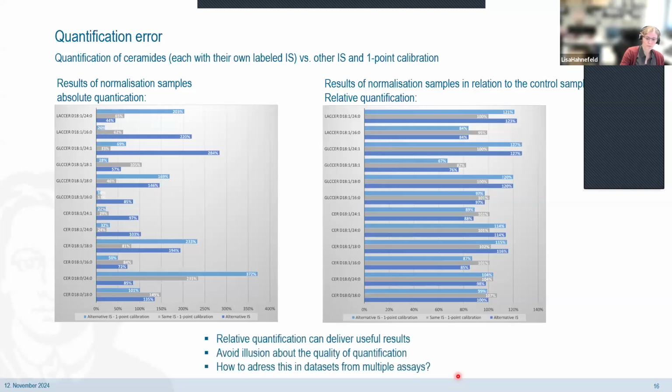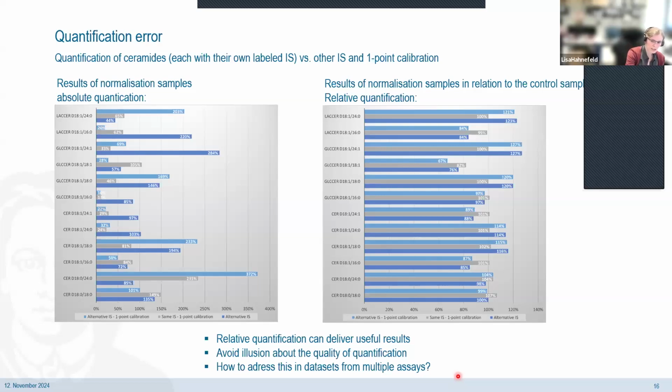So what can you take from this? I think relative quantification can be really useful, and you can deliver really interesting and exciting results using it. But please avoid illusions about what the absolute quantification of your assay means. Of course, you can try to validate it so that you know how big the error is. Maybe there is no error. But for an outsider just reading a publication, it might be difficult to assess this. So please try to be honest with yourself and with others.